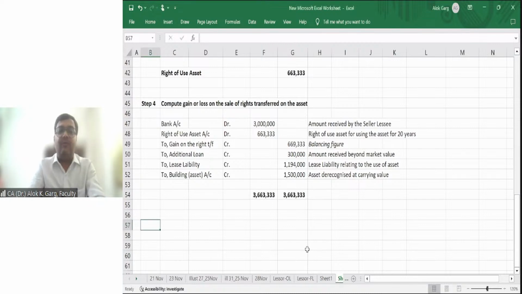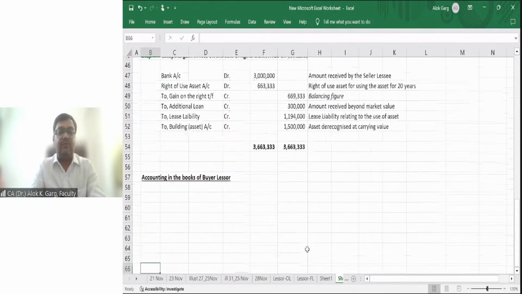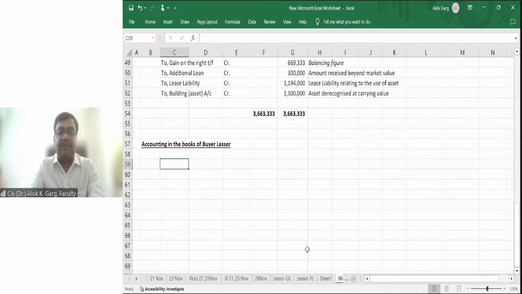Now, what will be the accounting? Now, let's talk about the accounting in the books of the buyer lessor. We have discussed the accounting in the books of the seller lessee. What sort of accounting entry will be passed by the buyer lessor?